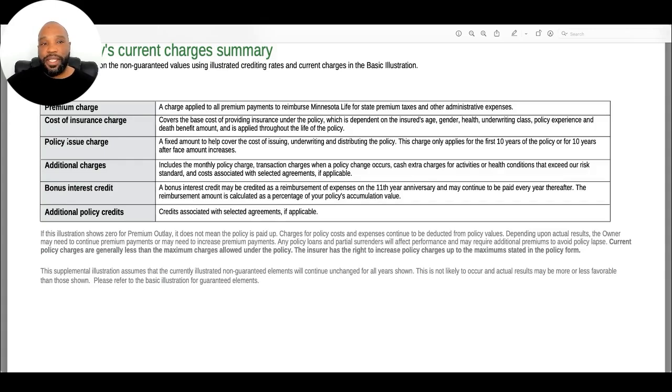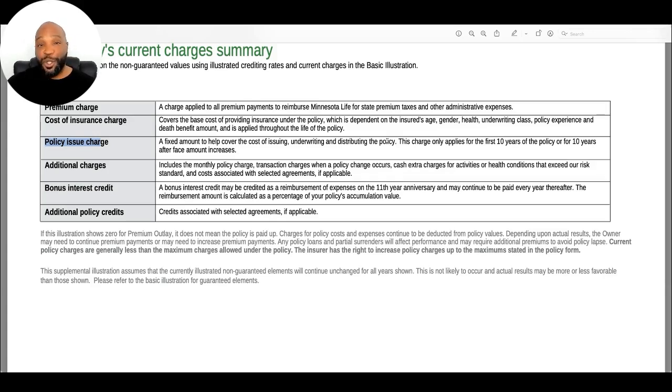You also have a policy issue charge. Some insurance companies call this a price per thousand. Some insurance companies call it an expense charge. But really it is a fixed amount to help cover the cost of issuing, underwriting, and distributing the policy. So what does that mean? It means that if you need a medical exam, somebody has to come out, see you, take your blood, height, urine, do all those different things, that has to be paid for. The insurance company actually pays for that. And so they price that into issuing all of the policies that they issue throughout the year.